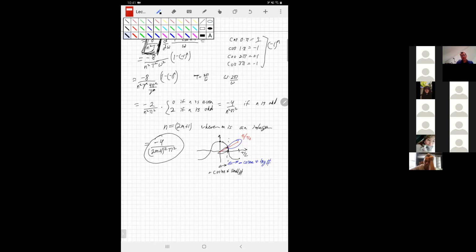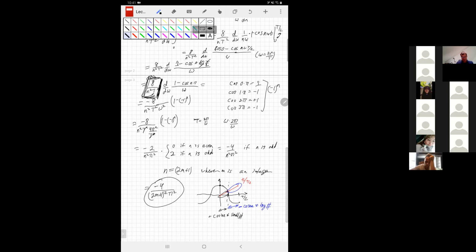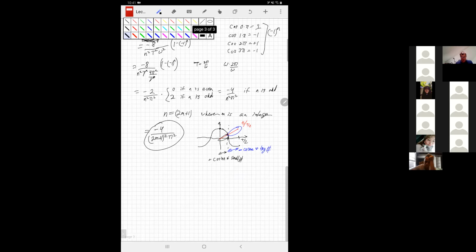Now, is there anything we've left out? What about n equals zero? If I just took this all at face value, I've got minus two over n squared times zero. So if n equals zero, I've got zero over zero. God only knows what that is. We've got to check that one. We've got to do a zero directly.